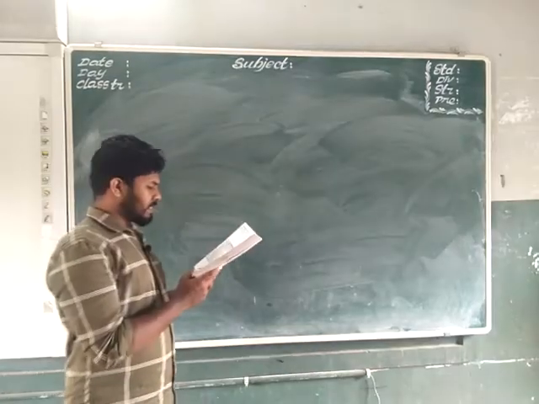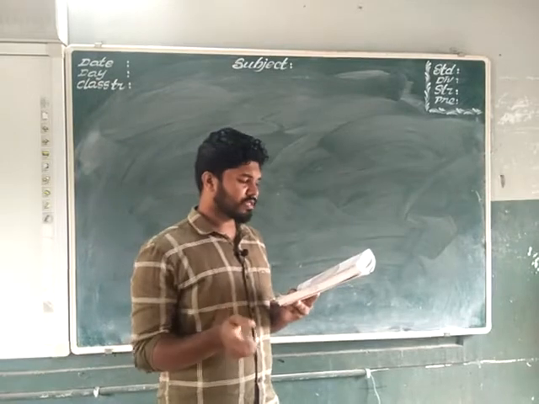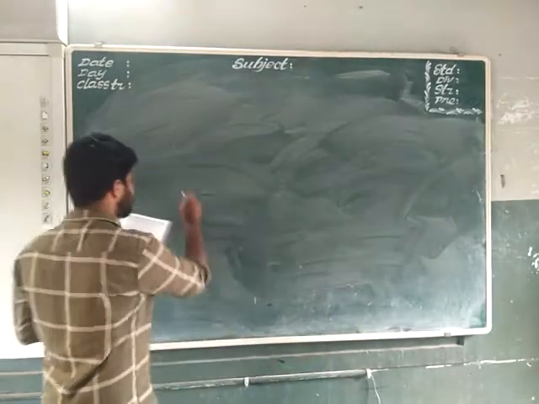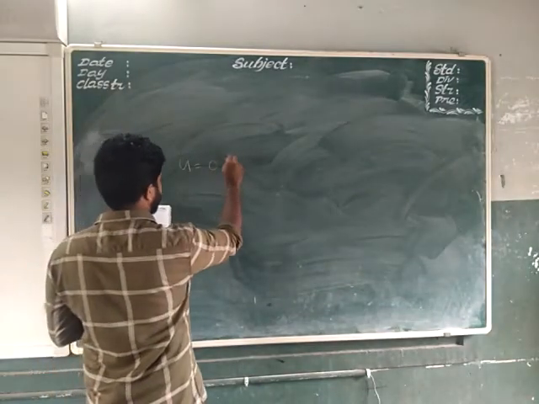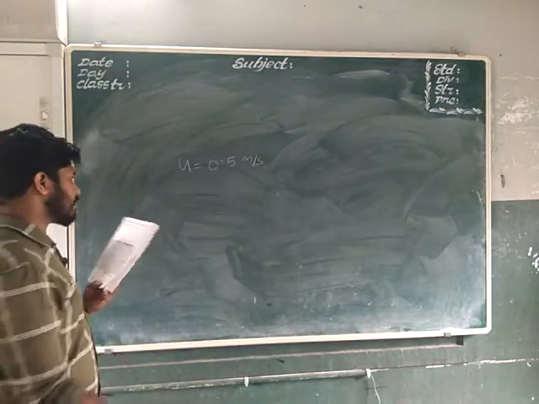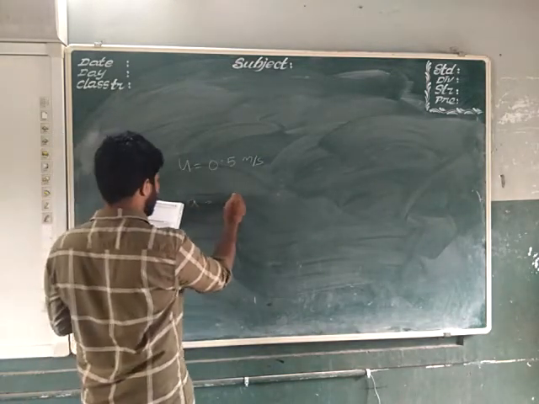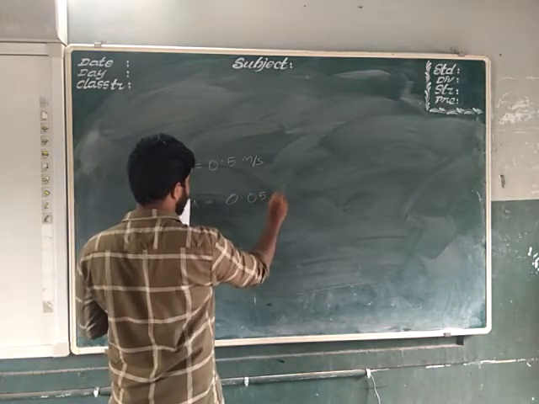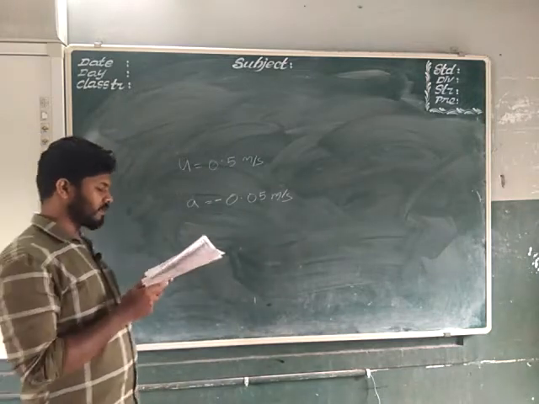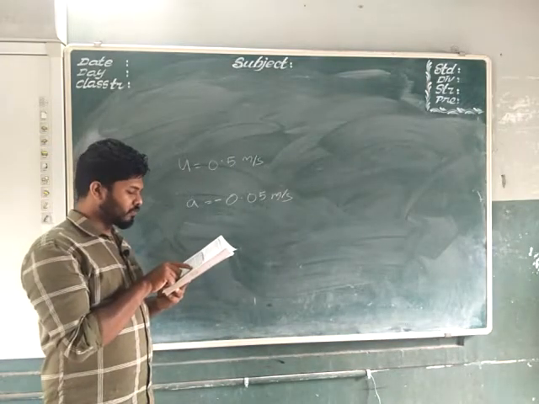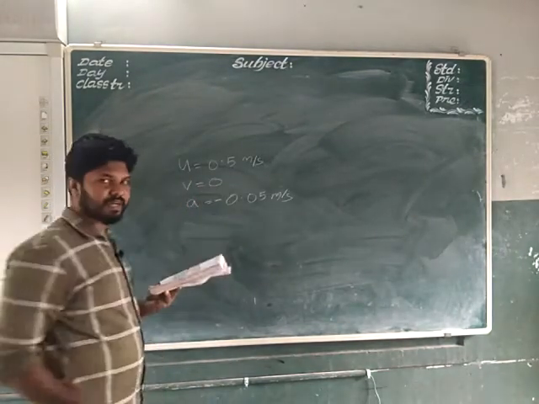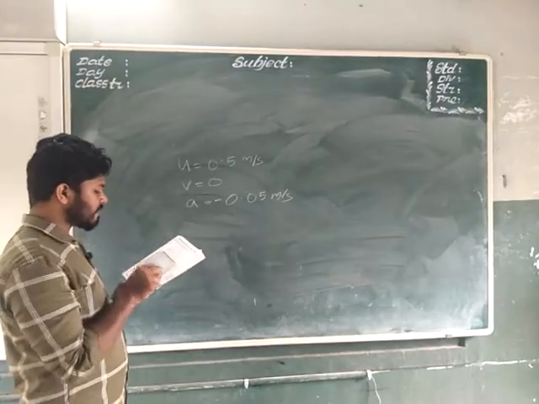So, fourth question. A body starts to slide over a horizontal surface with an initial velocity of 0.5 meter per second. Due to friction, its velocity decreases at the rate of 0.05 meter per second squared. It is decreasing, so it is a retardation. How much time will it take the body to stop? Velocity decreases to stop. Stop means final velocity is 0.